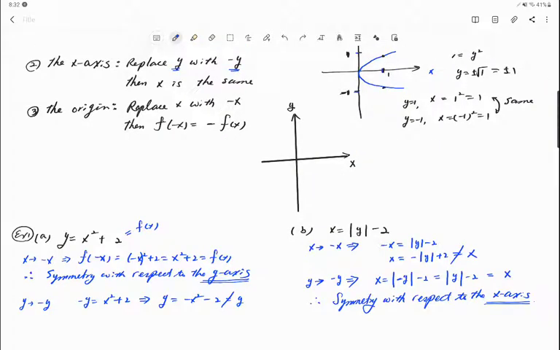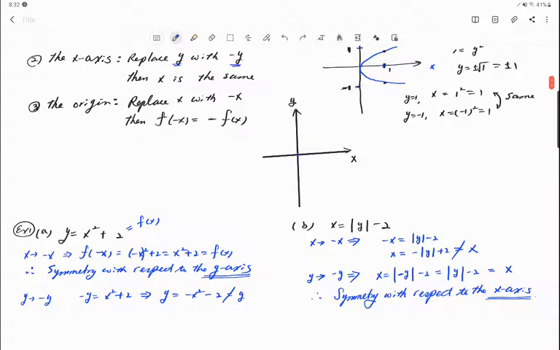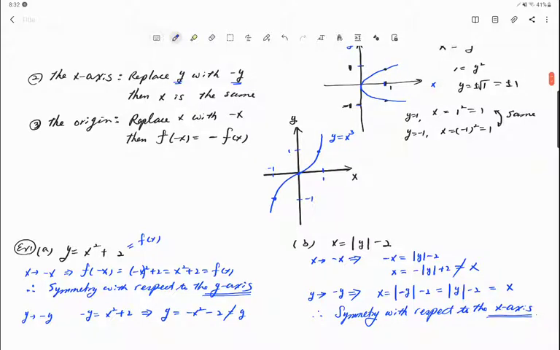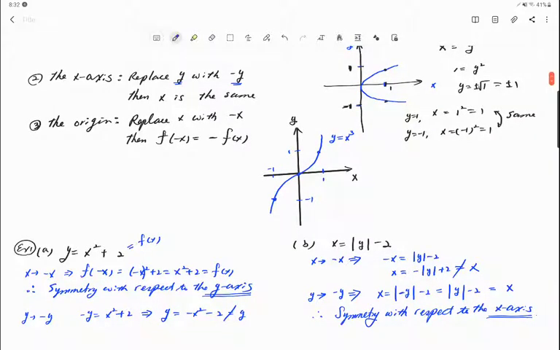Okay, there's another definition of symmetry. A graph is symmetric with respect to the origin. The origin is this one, (0, 0). So let me sketch a graph of y equals x cubed. In this case, if x equals 1, then 1 cubed is 1, right? How about negative 1? If x is negative 1, then y is also negative 1. All right, so if a graph is symmetric with respect to the origin, then it looks like this.